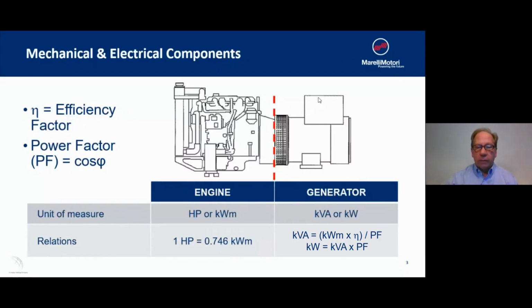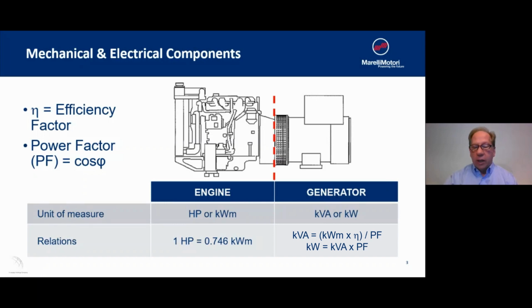So within the gen set, we have the mechanical component, which is the engine, rated in horsepower or kilowatt mechanical. To convert horsepower to kilowatt mechanical, simply multiply by 0.746. On the generator end, or alternator as some call it, this is rated in kVA or kW. The maximum kVA that you'll get out of a generator is the kilowatt mechanical multiplied by the efficiency factor of the generator. The efficiency factor of the generator can be located in the generator data sheet.